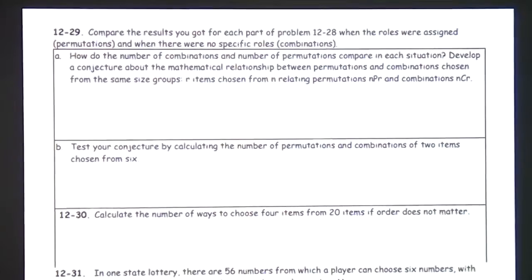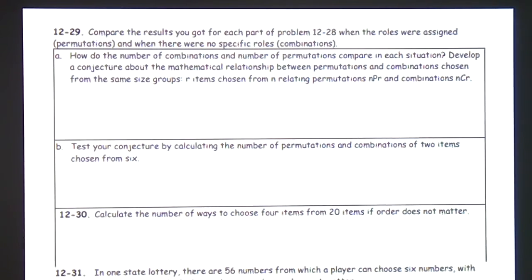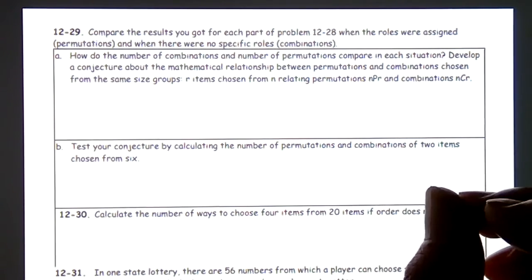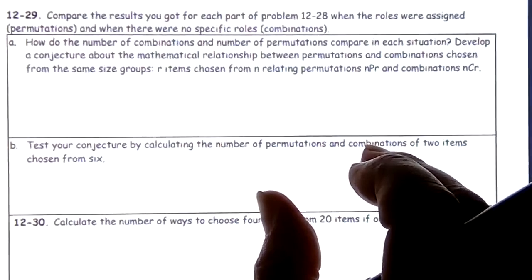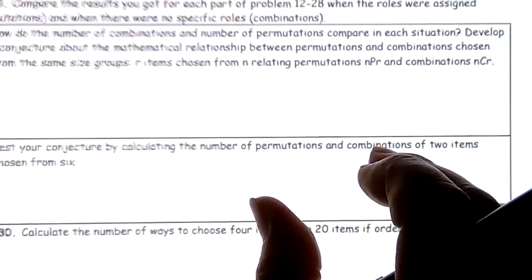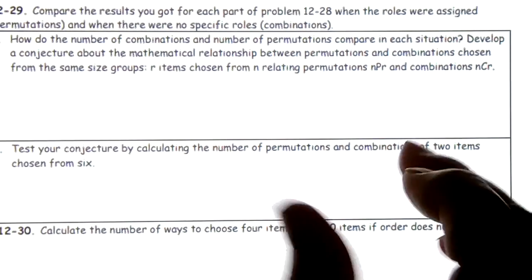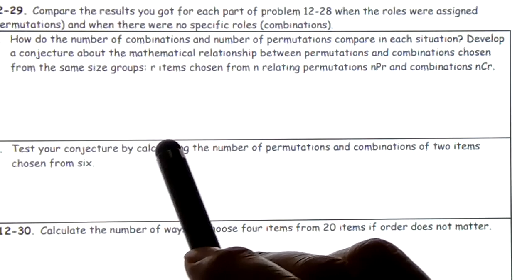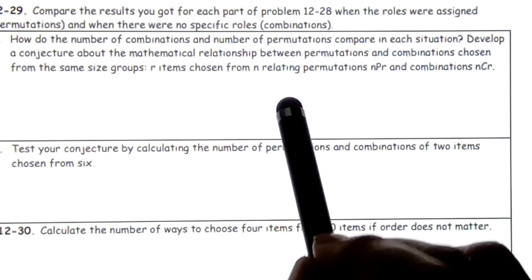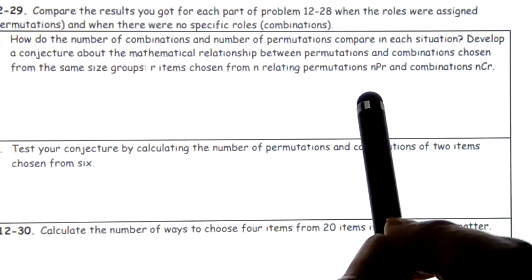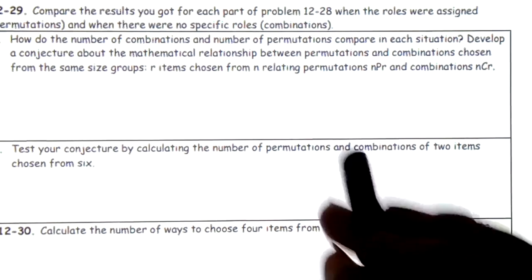And on the next page, compare the results that you got from each part of problem 12-28 when the roles were assigned, permutations, and when there were no specific roles, which was combinations. So how do the number of combinations and number of permutations compare in each situation? Develop a conjecture about the mathematical relationship between permutations and combinations chosen from the same sample size. Are items chosen from N relating permutations, NPR, and combinations, N choose R.